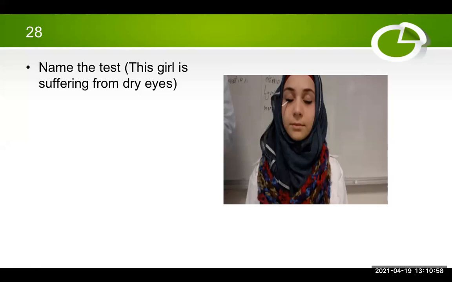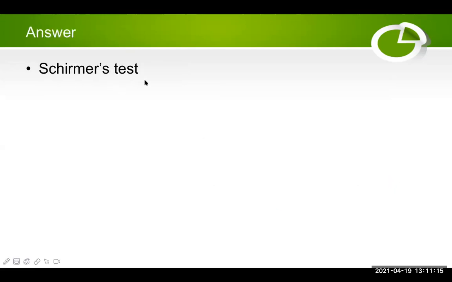Keratoconjunctivitis sicca, Sjogren syndrome. This is called dry eye syndrome. Very good. This is known as Sjogren syndrome or keratoconjunctivitis sicca or dry eye syndrome. Whatever answer you want to give, that is the correct one. Excellent. So this is called Schirmer's test.